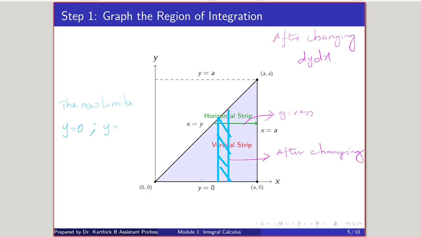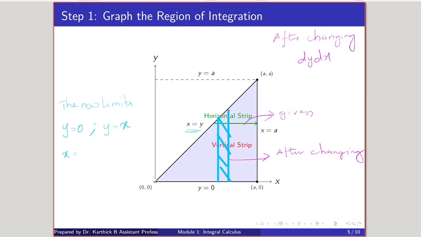And what about the upper limit? The upper part of the strip is joined to the equation x equal to y. So the upper limit of y becomes x. Then we want to find the new limits for x. So this is our common region.